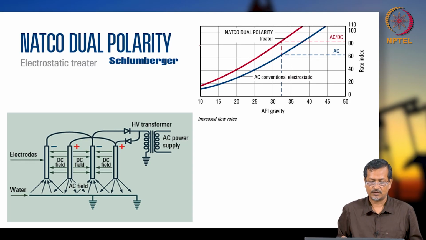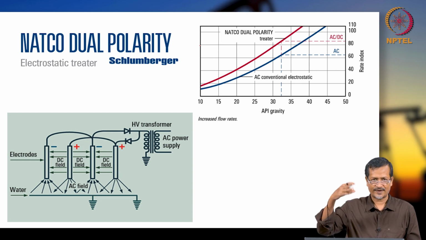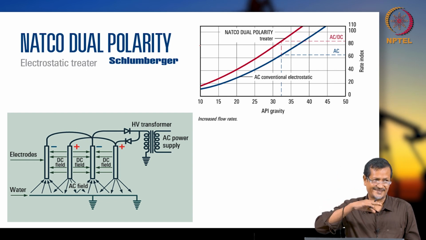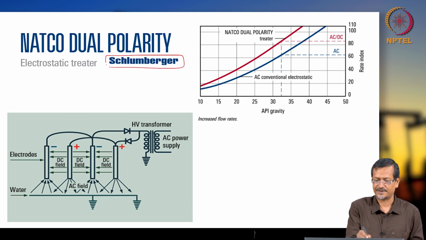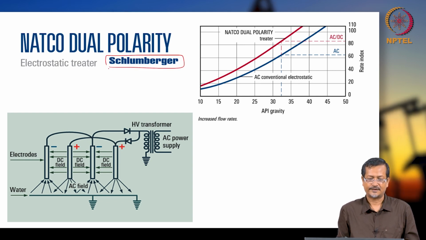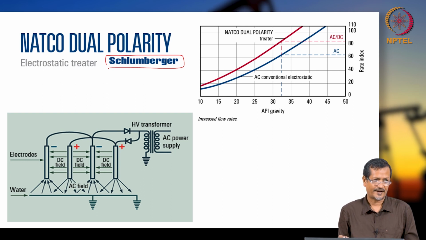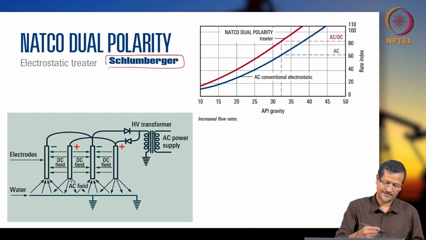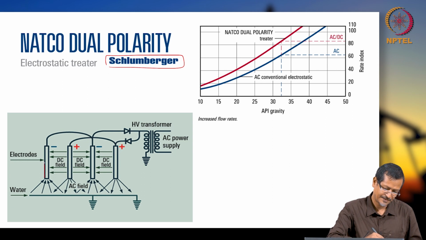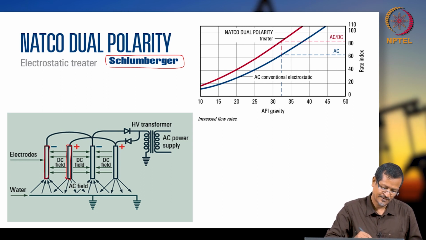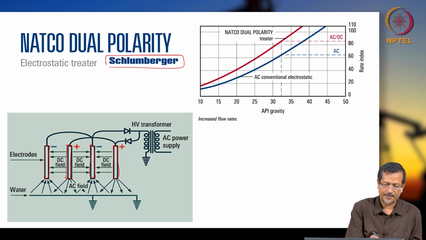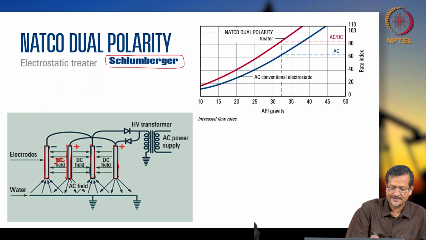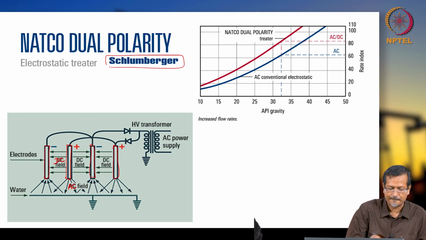Okay. Now, because you said low water cut and high water cut, you have to create two fields. One company, Schlumberger, I think you know, very famous, very big company, has one design called the Natco dual polarity system. In dual polarity, on the left side bottom you see one electrode, two electrode, three electrode, four electrode. You can create many. In the upper part they have given DC, in the lower part they have given AC.